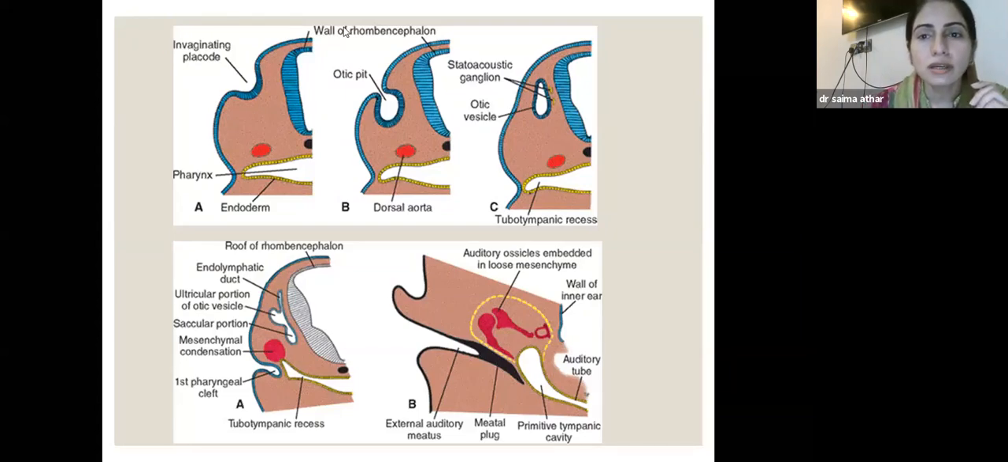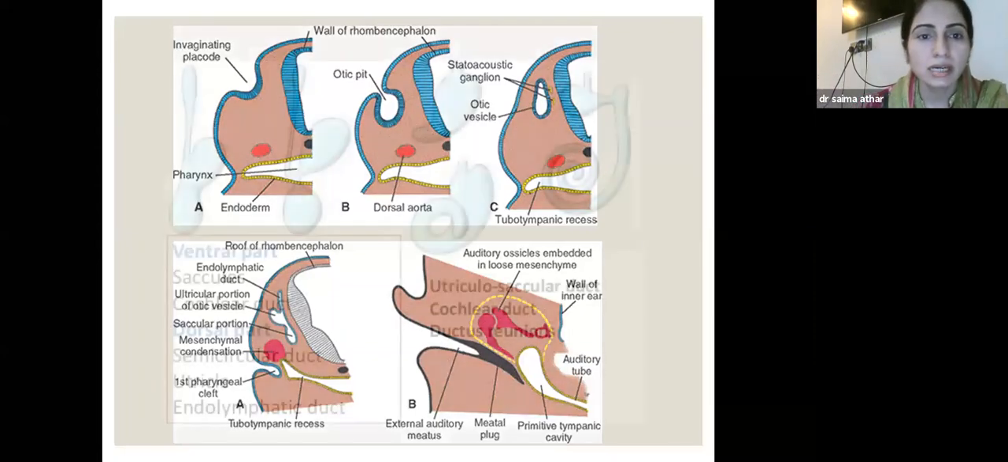So this otic vesicle will change into, आपको ये नजर आ रहा है पीछे से, ये आगे से थोड़ा dilated है, पीछे से constrict हो गया. So it is dividing in two parts. The anterior part would be known as saccule, the posterior part is known as utricle. अब saccule जो है, that saccule and cochlear duct will be formed from the ventral portion of the otic vesicle. Utricle and semicircular canals would be formed from the posterior or dorsal portion of the otic vesicle.